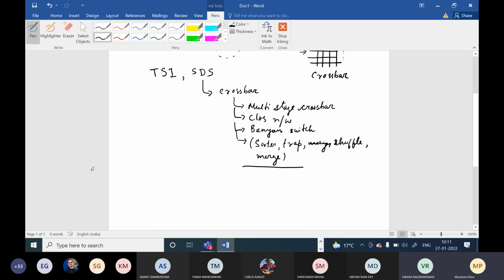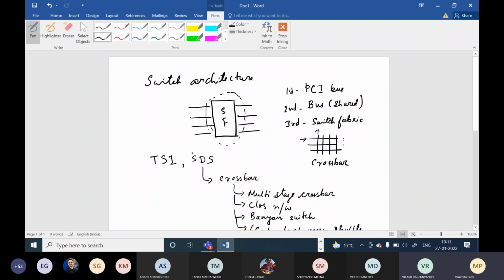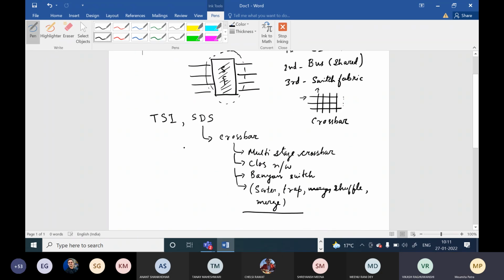Okay, now this part of the fabric, this switch fabric part, you have known by now that you can have a crossbar switch. Crossbar switch can have its own issues. For that, you can have either multi-stage crossbars or you can have parallel switch fabrics. You can have banyan switch, you can have parallel banyan switches, and you can also put sorter, trapper, shuffler, etc. in order to have enhancements on this part.